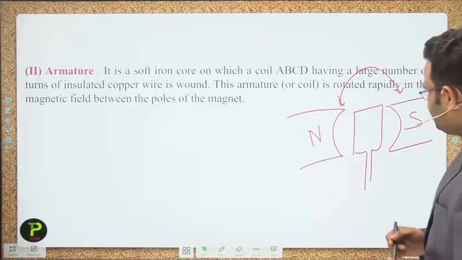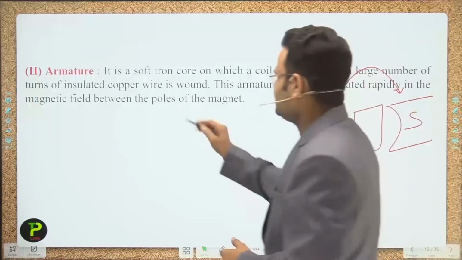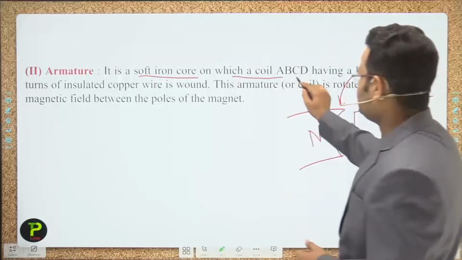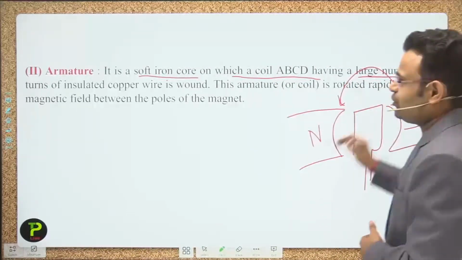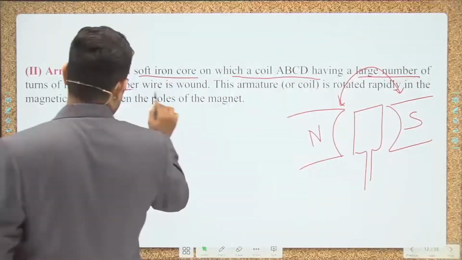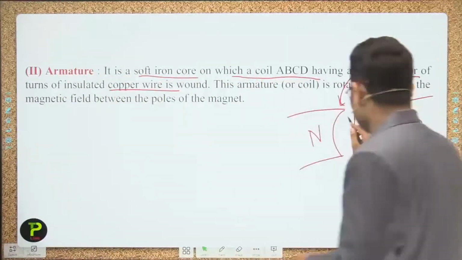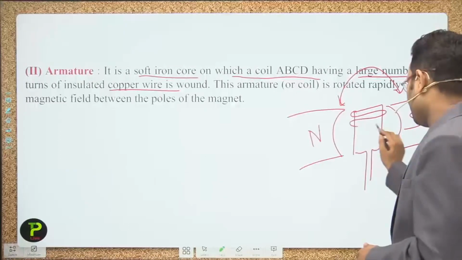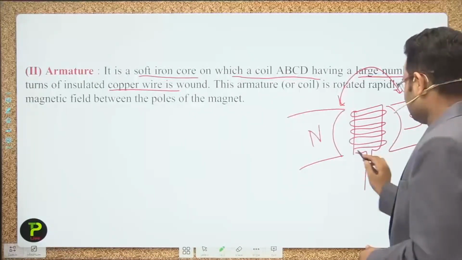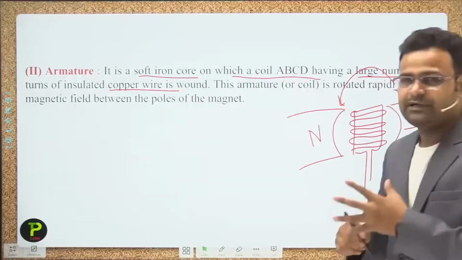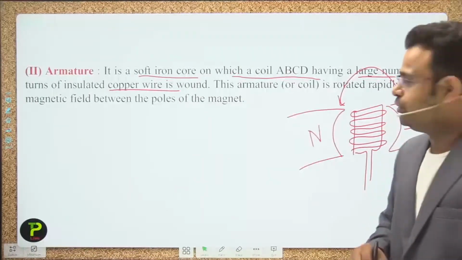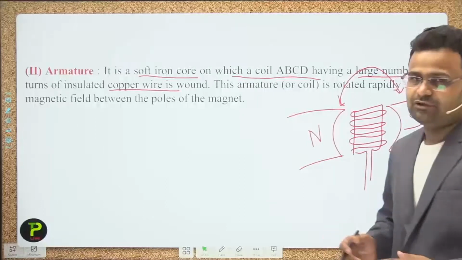Second point, the armature. What is the armature? It is a soft iron core, marked ABCD, on which a large number of turns of insulated copper wire are wound. That is called the armature. It is placed between the two magnetic poles, the north and south. Okay.